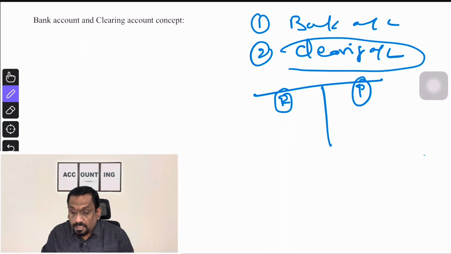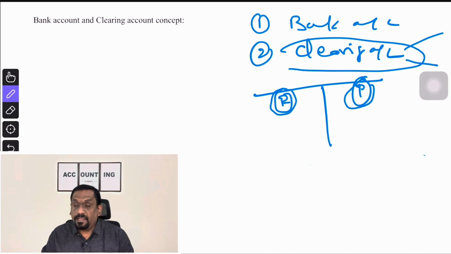These clearing accounts also, in general, there are companies that maintain one clearing account for receipts and another clearing account for payments. There are companies that don't maintain separate clearing accounts for receipts and payments. They maintain only one clearing account, where one leg will be posted in the main bank account and the other leg will be posted in the clearing account. That is how they maintain it.